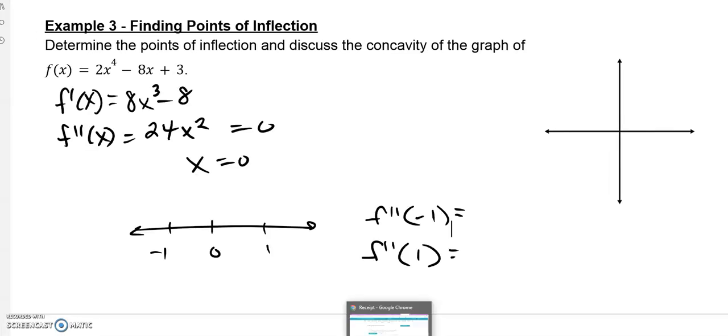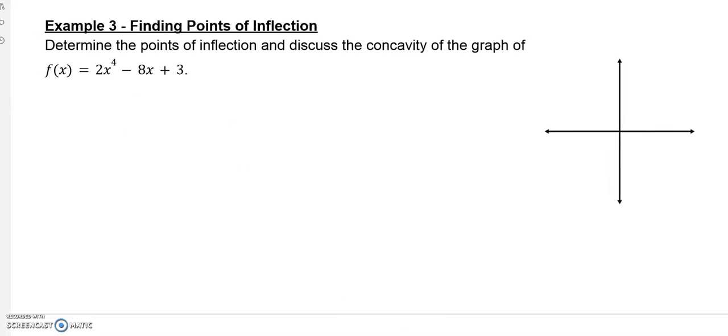So pause the video. What I want you to do is change this to 8x squared. So the function should be 2x to the fourth minus 8x squared plus 3. And that is your f of x function. Now go ahead and pause the video, find the second derivative, see if you can figure out those points of inflection and where it's concave up, concave down, all without graphing.